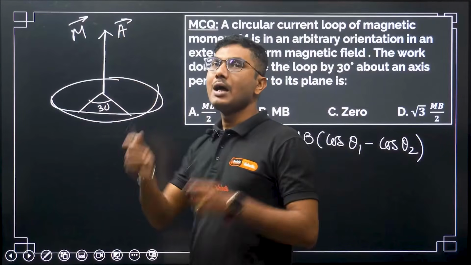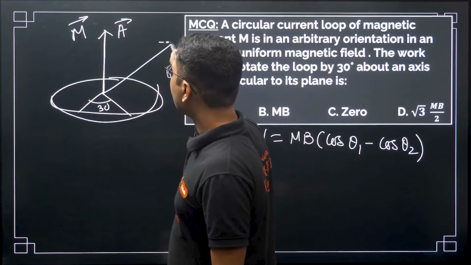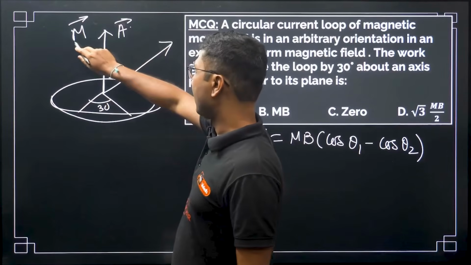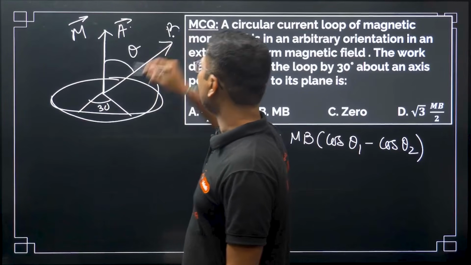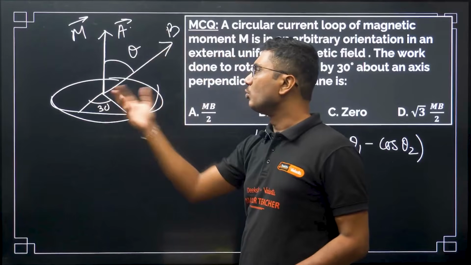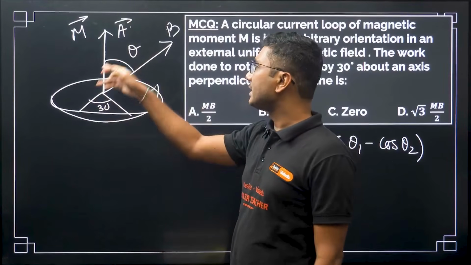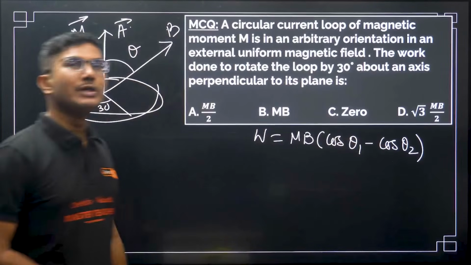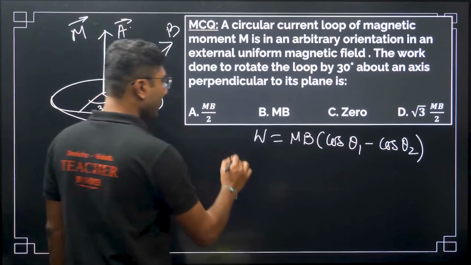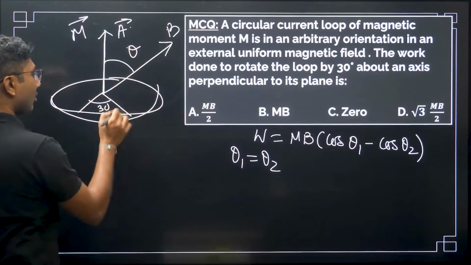The only angle which determines this work done is the angle between the magnetic moment vector and the magnetic field vector. Even if you rotate this loop in this direction perpendicular to this plane, this theta will remain unchanged. So theta 1 will be equal to theta 2. Why? Because this is angle theta, not this one.